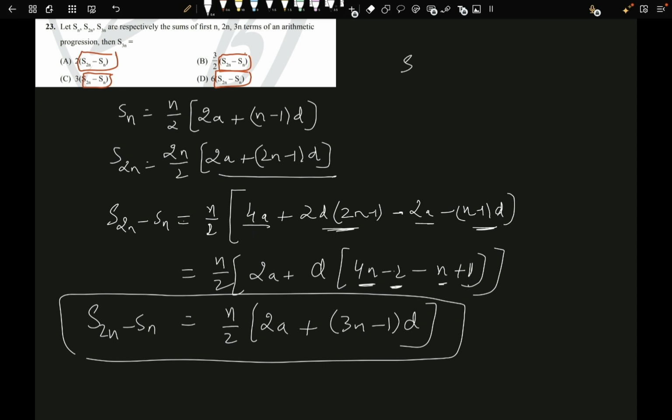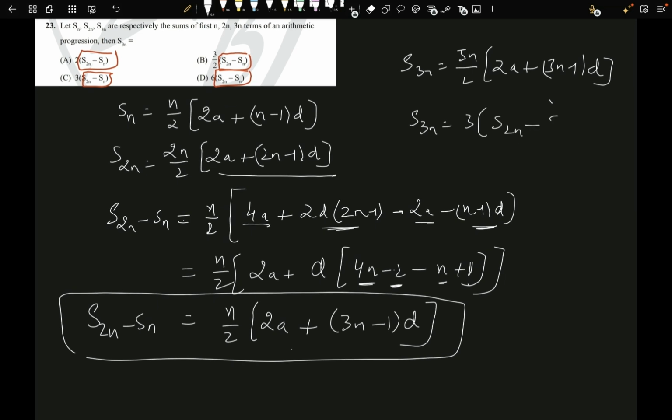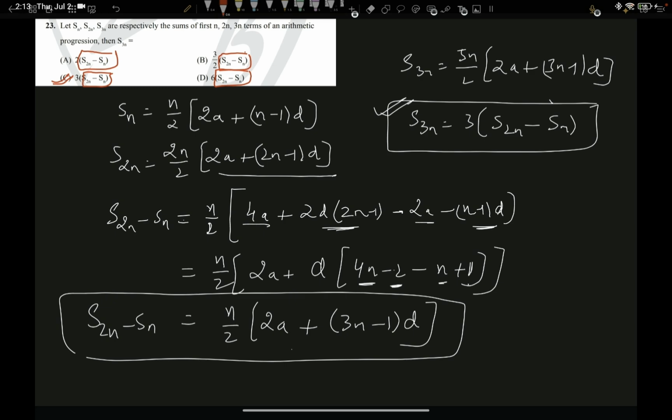What is S3n? It is 3n over 2, 2a plus 3n minus 1 into d. This is basically 3 times this. So S3n is 3 times S2n minus Sn. Simple. So our answer will be option C.